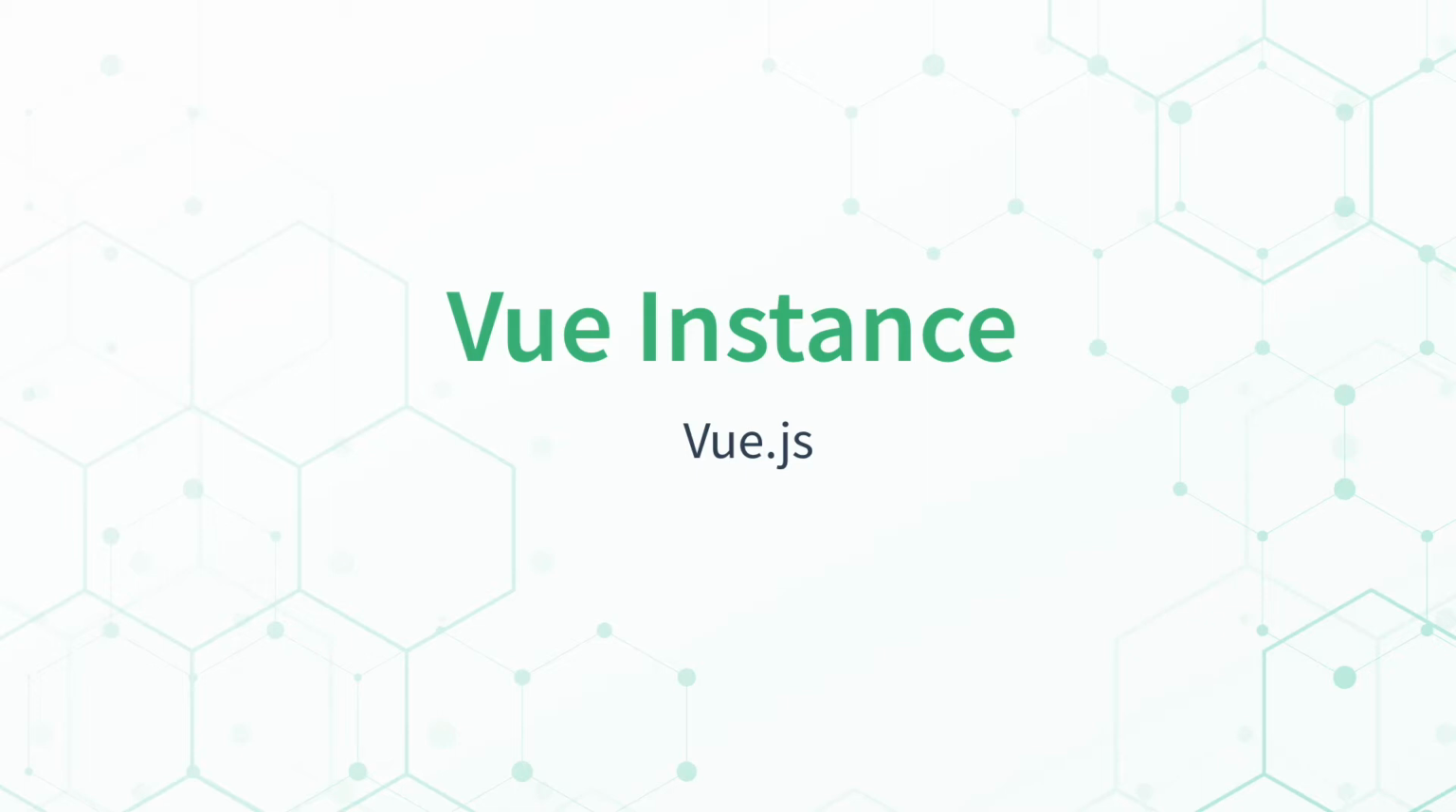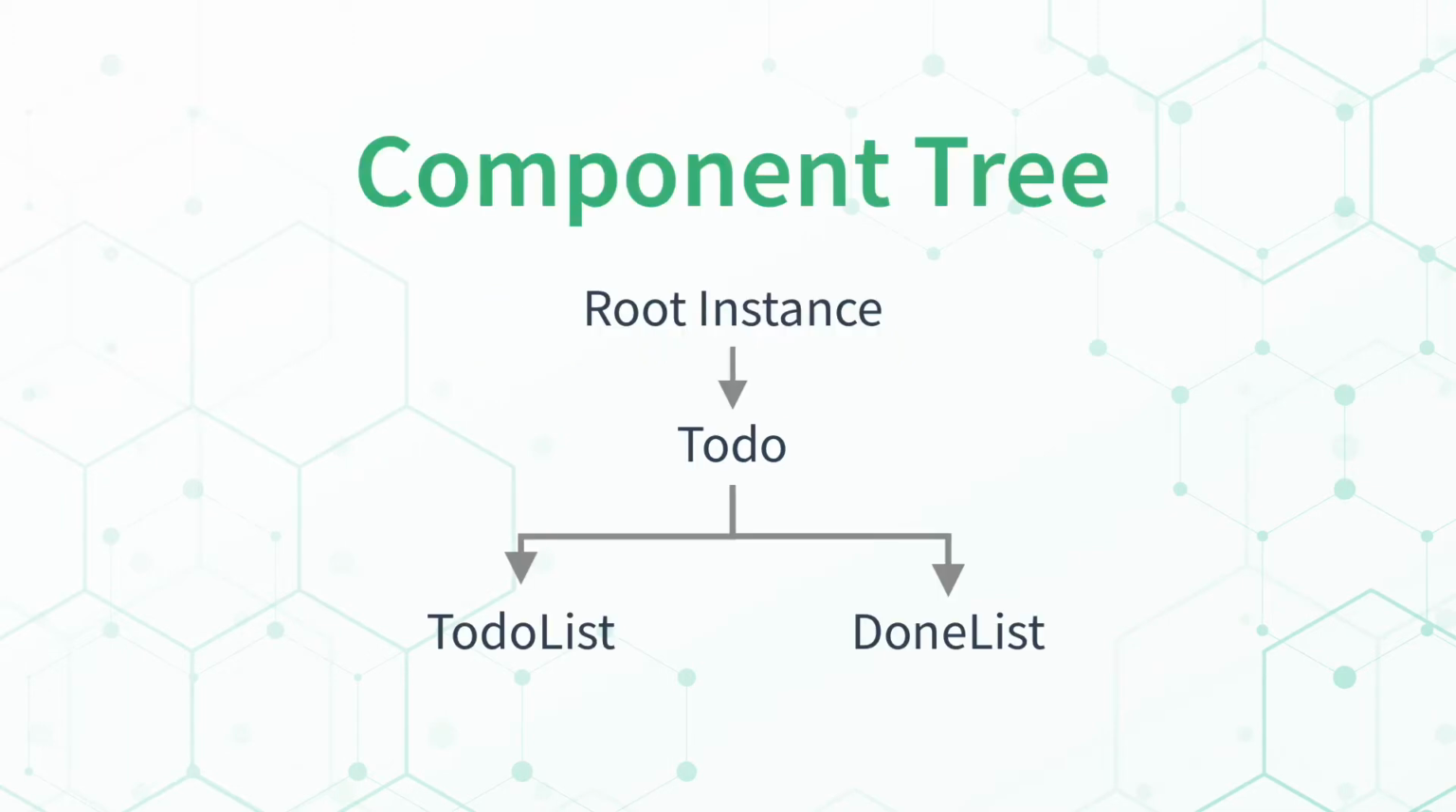The main Vue instance of an app acts as a root of the component tree. For example, when we are creating a to-do app in Vue, we may have to create multiple components such as to-do list and done list in the to-do component. So the component tree will be like this.